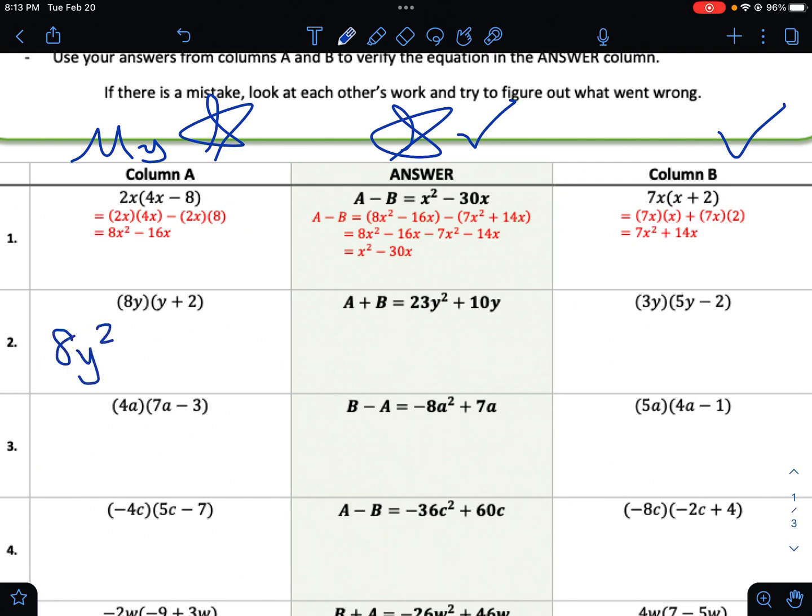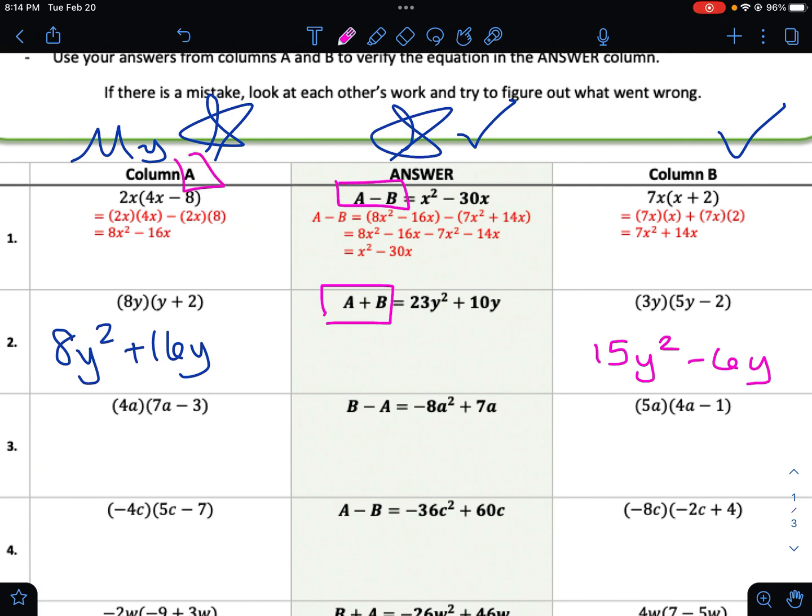So I have 8y to the second power plus 16y. My partner, on the other hand, let's do it in different colors so you can see that, is going to end up with 15y squared and then minus 6y. Sometimes it's subtraction and sometimes it's addition, so I have to pay attention.